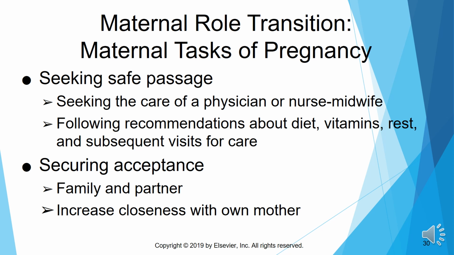After that initial step, they then move to securing acceptance. So this is where it's not so much just acceptance themselves, but it's also telling their family, telling their partner. This is where they tend to have kind of an increased closeness with their mom. They want to learn what they did during their pregnancies, and talking about pregnancy helps them to kind of cope with what they're going through. So securing acceptance is the next task.